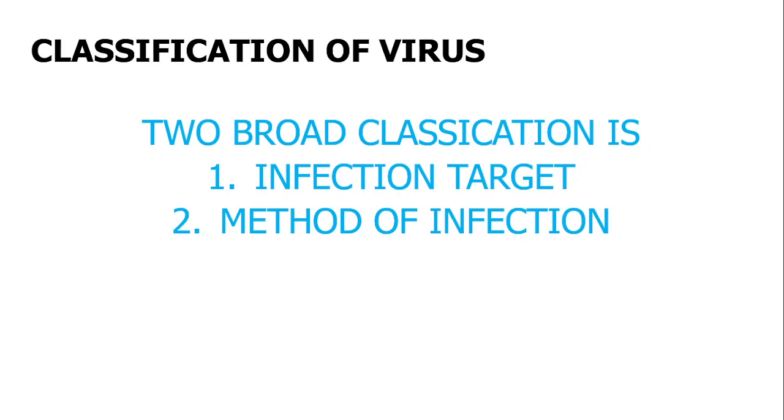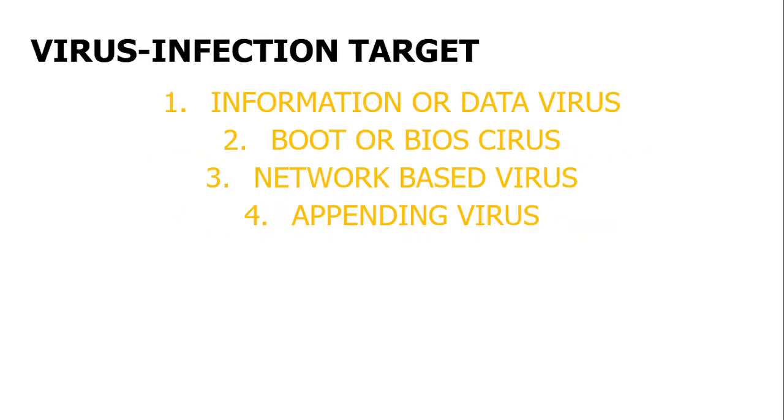Now, classification of viruses based on their functionality: it is classified into infection, target and method of infection, right? So what is the target? It is the information or data virus, boot or BIOS virus, and then appending virus. Information viruses target the data or information present in the system and make it unusable by corrupting it. Boot or BIOS viruses target the boot sector or BIOS of the system. They corrupt the boot records, resulting in system failure, or enable the BIOS lock, or interfere with the BIOS.